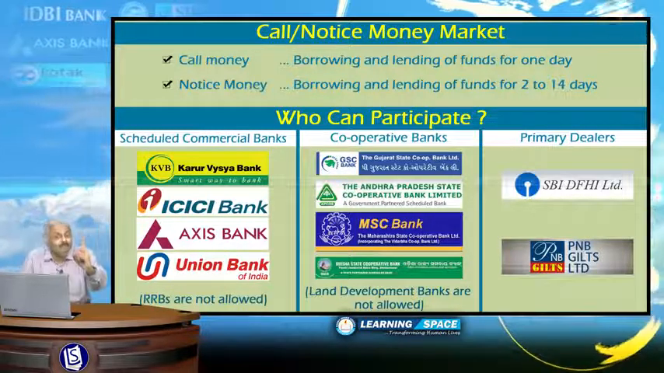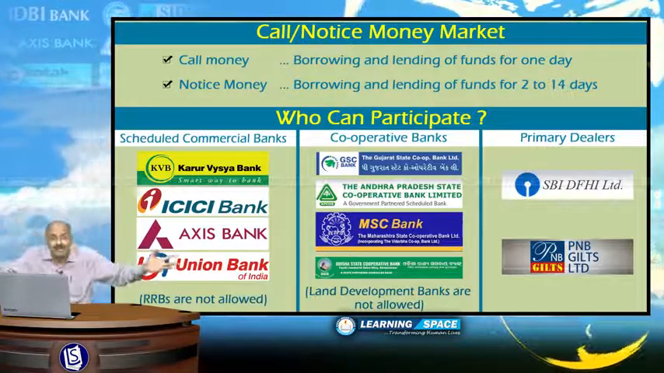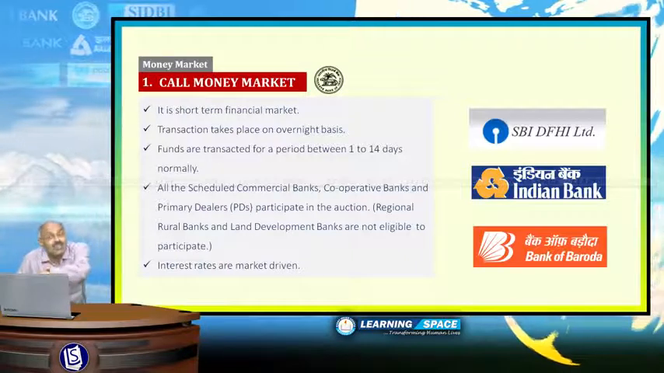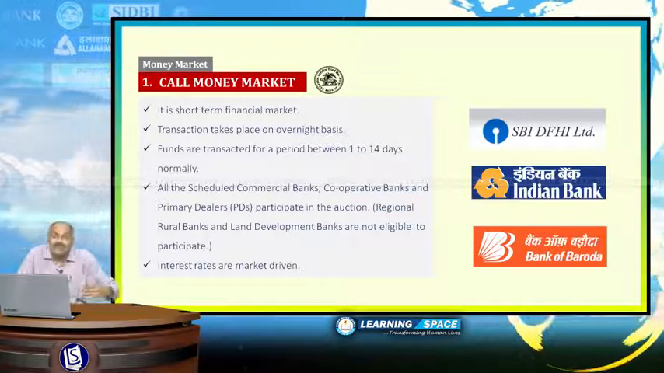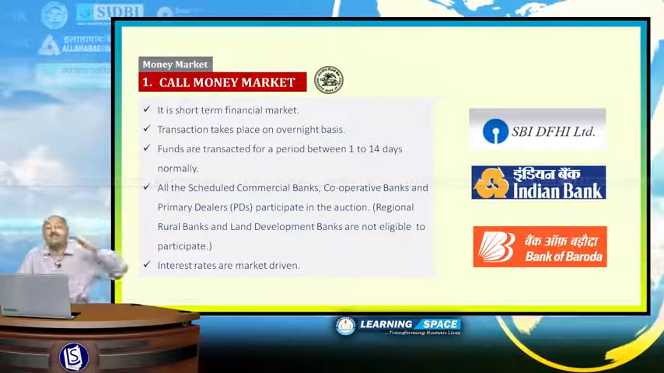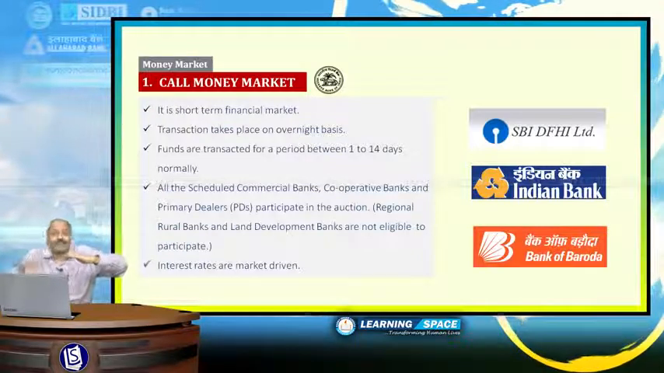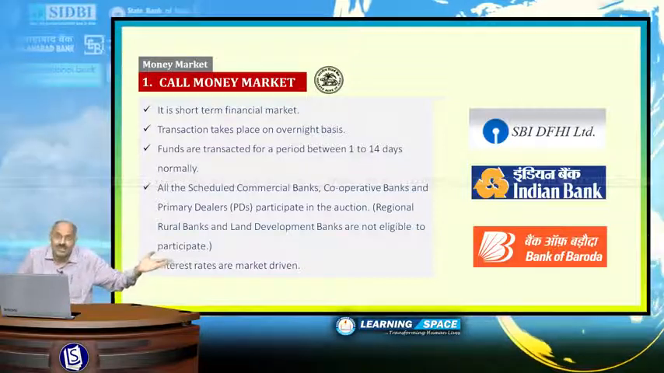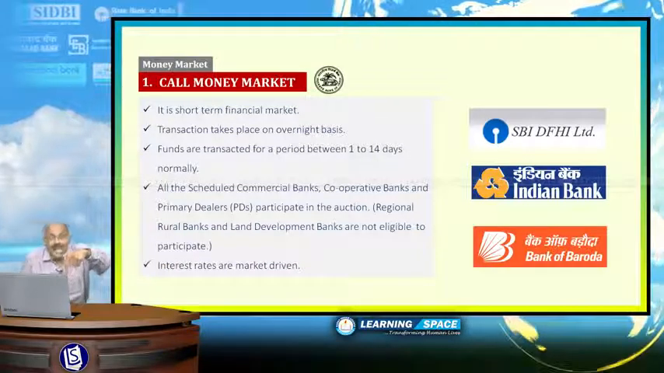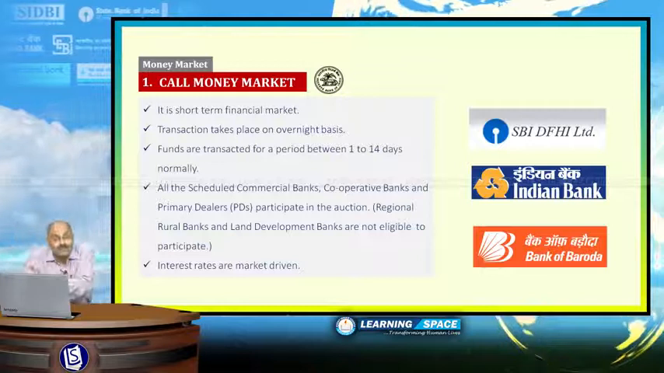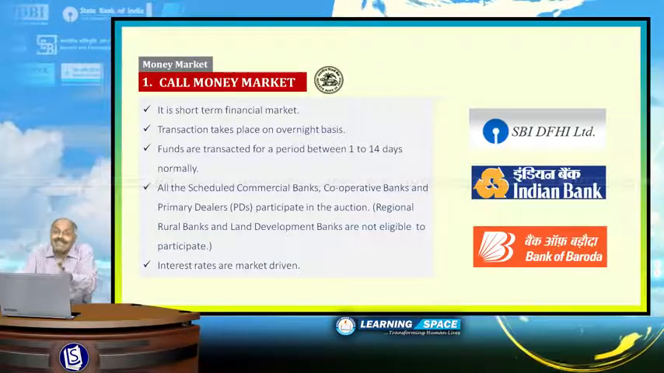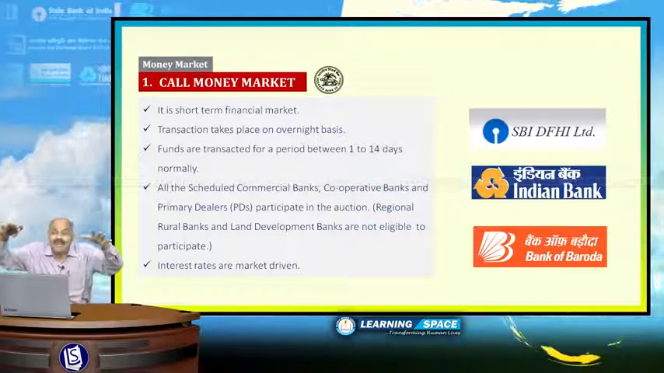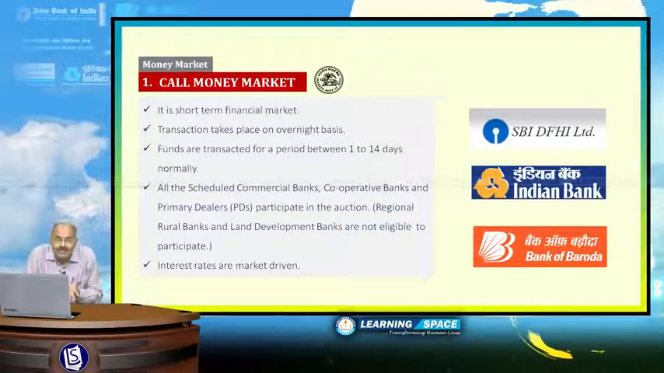Interest rates depend on the demand and supply gap. And to prevent exploitation in the call money market, there is a mechanism developed by the Reserve Bank of India, that is the repo rate as well as the marginal standing facility rate. We have already discussed this in the previous lectures. So call money is an important aspect of the money market. It is given a separate name because it includes transactions for a few days, right?